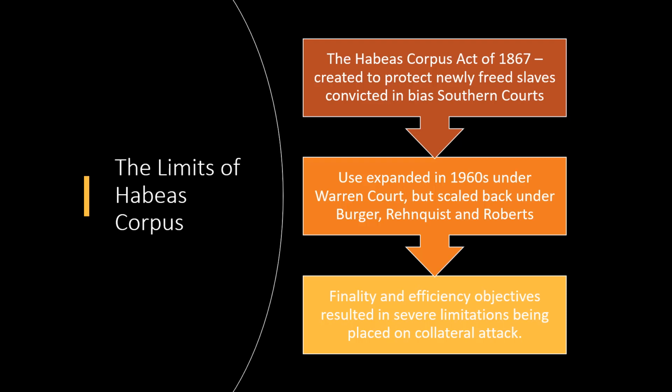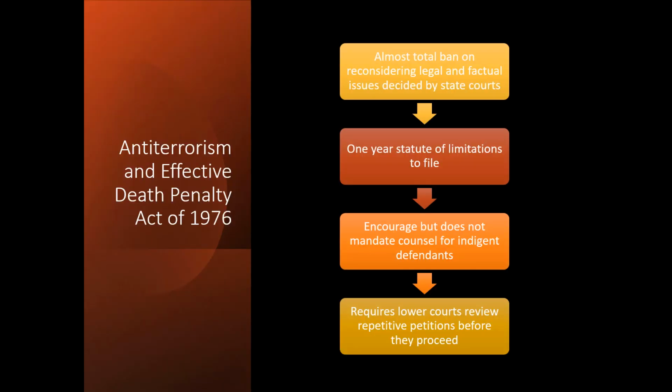One of the pieces of legislation that's important here, and then we'll look at least one more case before we close out the chapter, is the Anti-Terrorism and Effective Death Penalty Act of 1976. And this really first and foremost put a 1-year statute of limitations on filing appeals, which was pretty big. It encouraged but didn't mandate counsel for indigent defendants, and it really required lower courts to see if this was just repetitive.